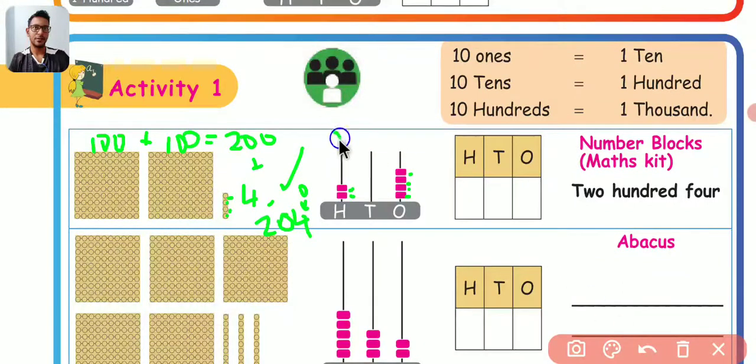These are 2 beads, there are no beads, 0, and this is 4. Therefore what is the number? 204. So 2 is in hundreds, 0 is in tens, 4 is in ones. So what is the number? 204. That's all.